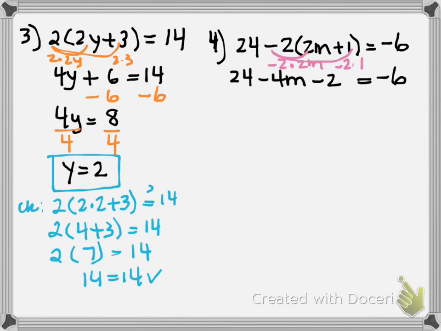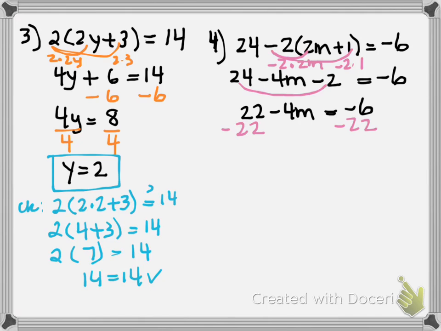Okay, so what are my like terms on the left? 24 and negative 2, they're constants. So I'm going to subtract because that's what it tells me to do. 24 take away 2 is 22. And now I need to get the negative 4m alone. So I have to get rid of the 22. So the opposite would be subtracting 22 from both sides.